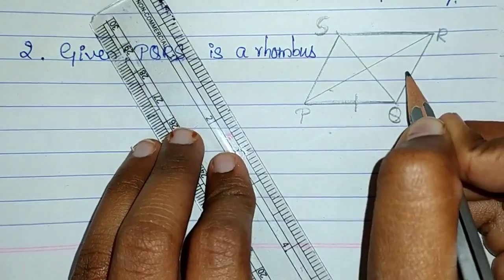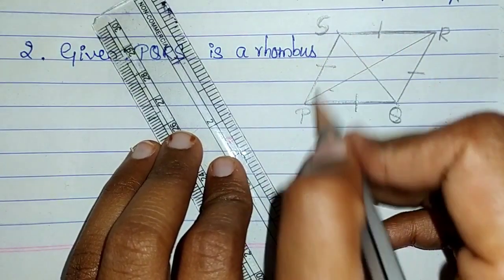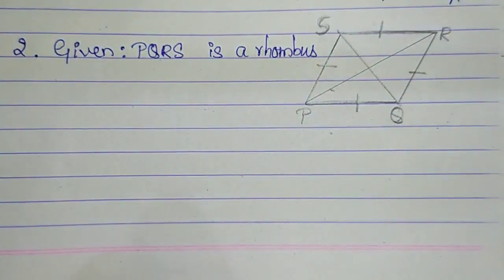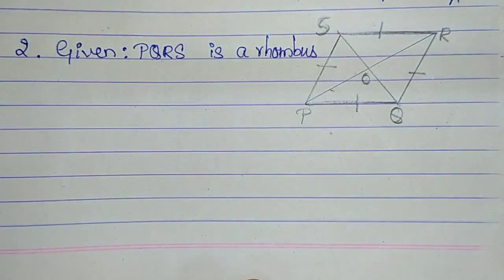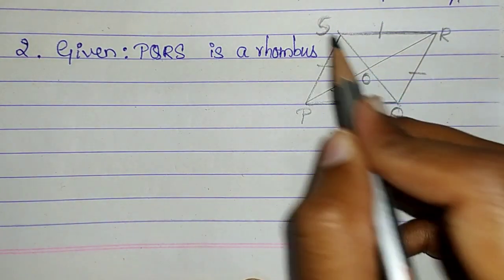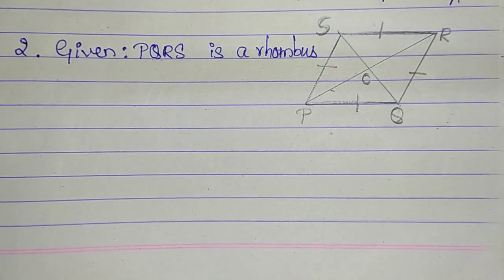We know that in a rhombus all the sides are equal, so PQ is equal to QR is equal to RS is equal to SP. And name this point as O. We have to show that the diagonals PR and SQ are perpendicular to each other. That is what we have to prove.